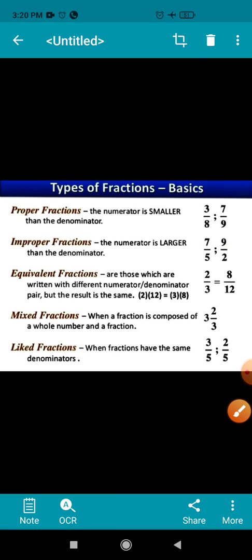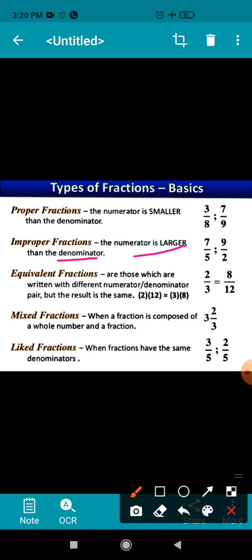Okay, and in improper fraction, the numerator is larger than the denominator. Here in this example, you can see the numerator is bigger than the denominator. 7 by 5 and 9 by 2 are improper fractions.